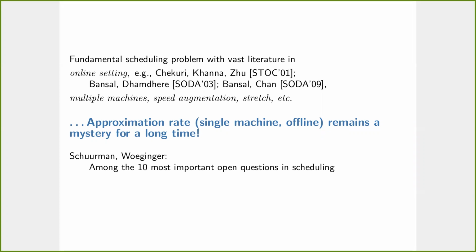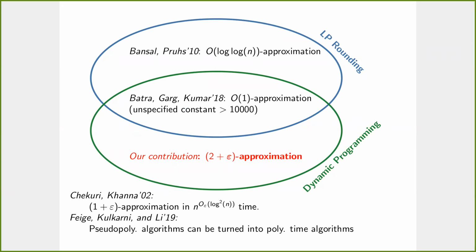To start off, these new results started with Bansal and Pruhs, who showed that you can actually find a log n approximate solution in polynomial time. And the algorithm is based on involved LP rounding techniques, which they in fact applied to a much more general problem. And one of the corollaries of this result was that you can get a log n approximation.